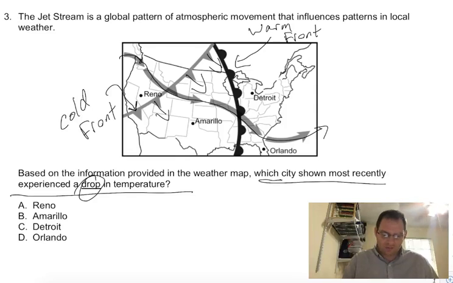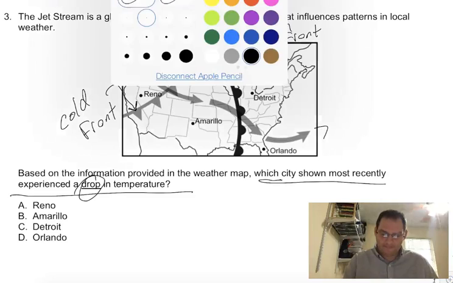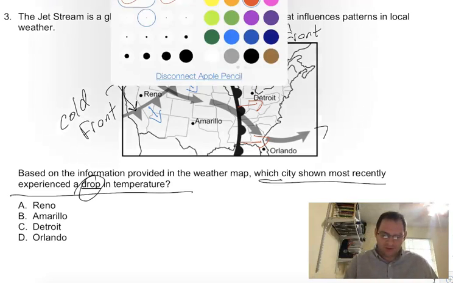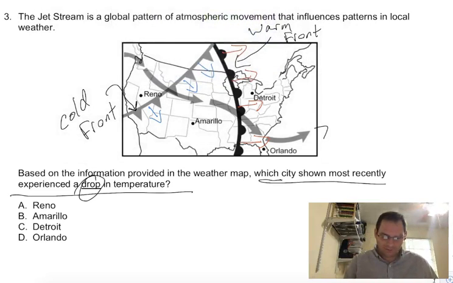Let's change that color up. It's a cold front. Let's make it blue. So cold front's going this direction. And this warm front is going this way. All right, so which one most recently experienced a drop? That means it's already cold. It just happened. So not in the future, but in the past. So let's take a look at those.